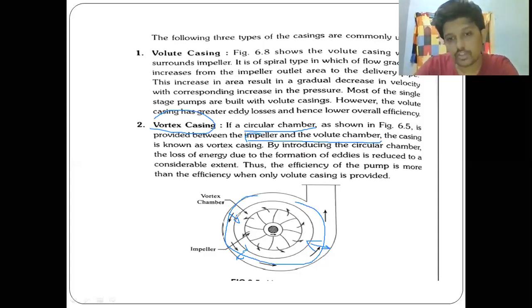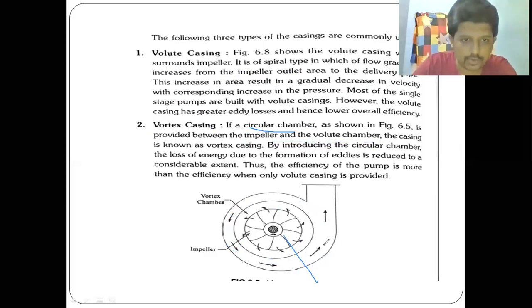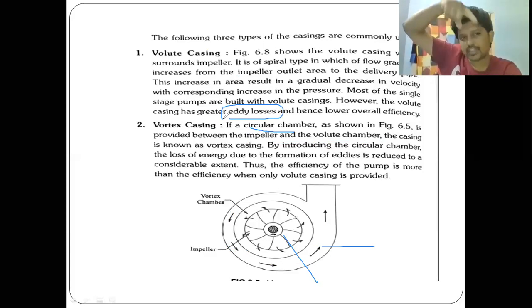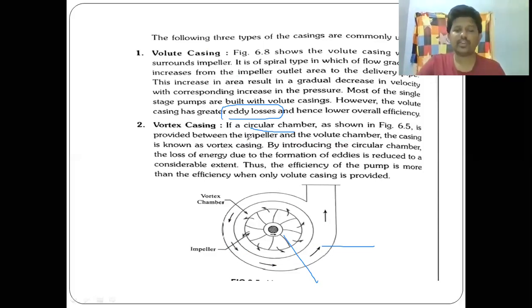But in between this impeller and the volute, we have a circular casing which is known as the vortex. So it is a circular chamber in between the impeller and the volute. Why did we introduce the circular chamber? To minimize the losses due to eddies. As I mentioned, we have some eddy losses here because as the area is increasing, the water starts circulating there itself. That is what we call eddy current. To minimize those losses, we created a circular chamber which is known as the vortex casing.